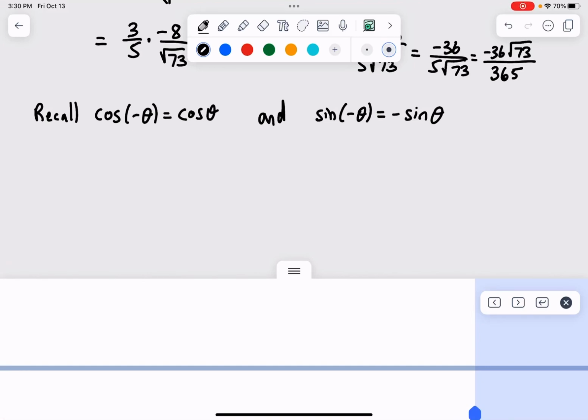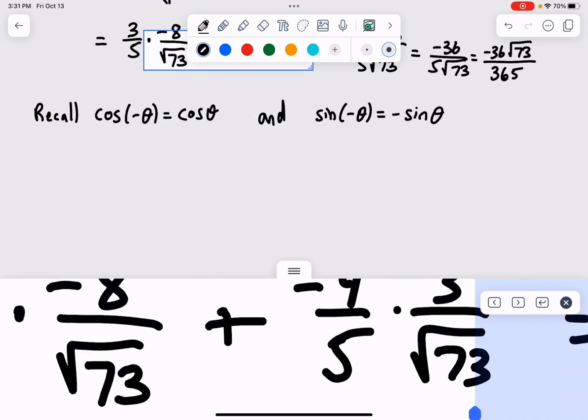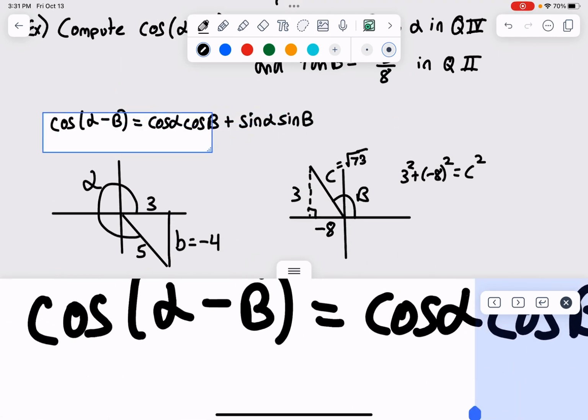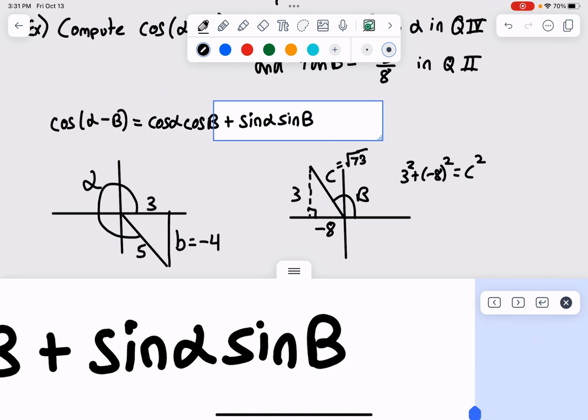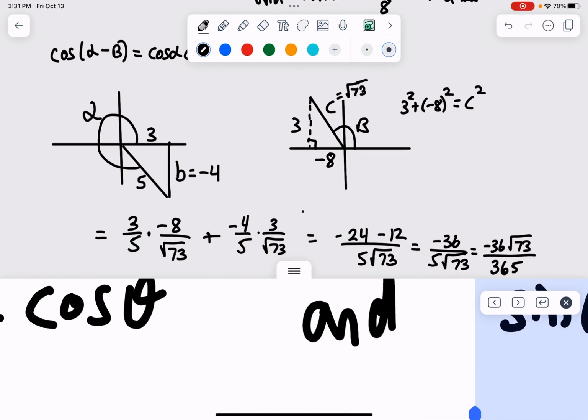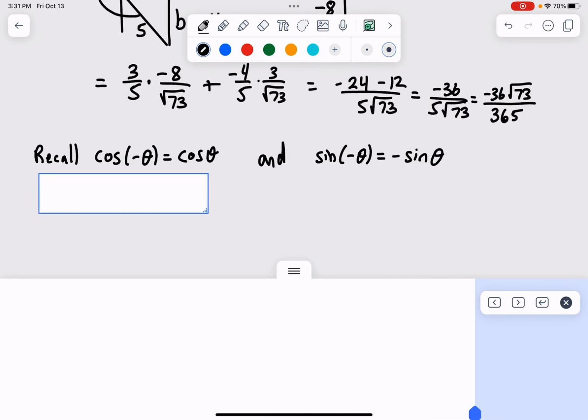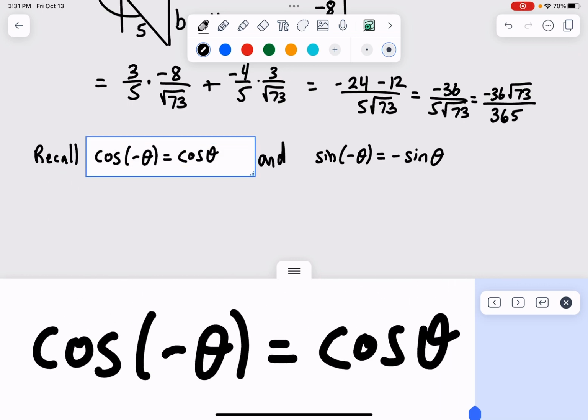Okay, so we're now going to turn to trying to develop some more cosine identities based off of the one identity that we do have, which again is this: cosine of a difference is cosine of the first, cosine of the second, plus sine of the first, sine of the second. And so the first thing we want to recall here are these two identities for cosine and sine.